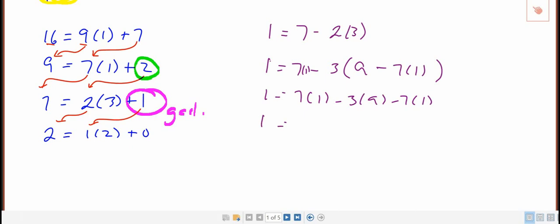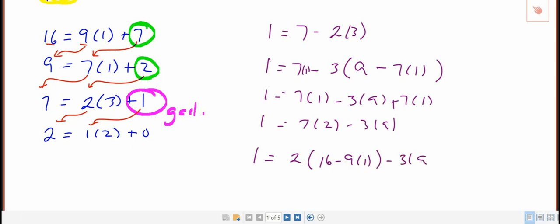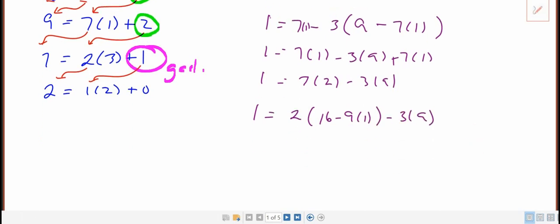So that would be plus 7 times 1, right? Because minus the negative. So that would be 7 times 2. I'm just collecting my like terms. Minus 3 times 9. Now I make the next substitution. Look at the 7. So 2 times 16 minus 9 times 1 minus 3 times the 9. Let's see, that's 2 times the 16 minus 2 times the 9 minus the 3 times the 9.